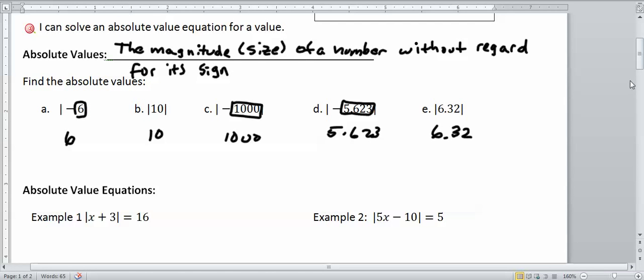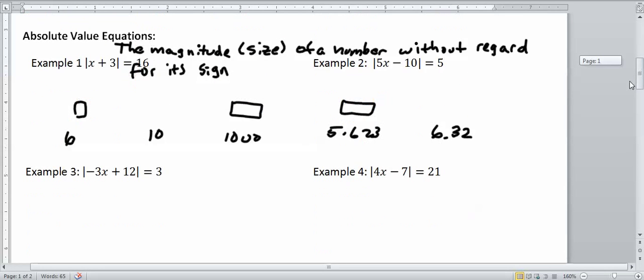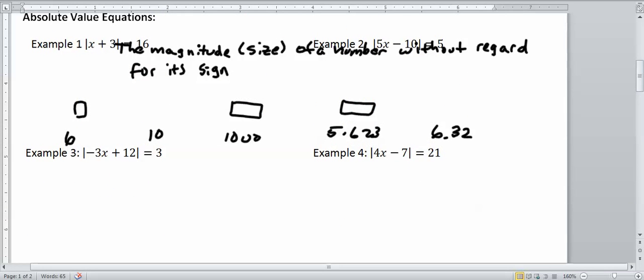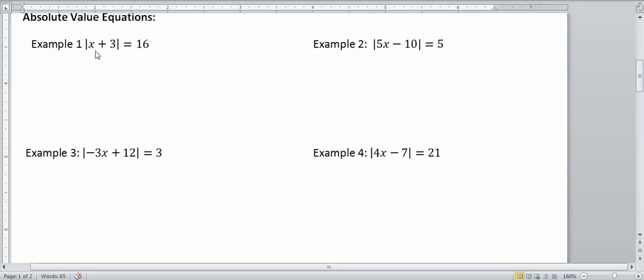All right. Now, when these come into equations, there is something special that happens. Did you notice that if I have the absolute value of -10 and the absolute value of 10, they're exactly the same thing, right? Because the absolute value of -10, the size is 10, so it's just 10, and the absolute value of 10 is 10. So when I have these in equations, something special happens.